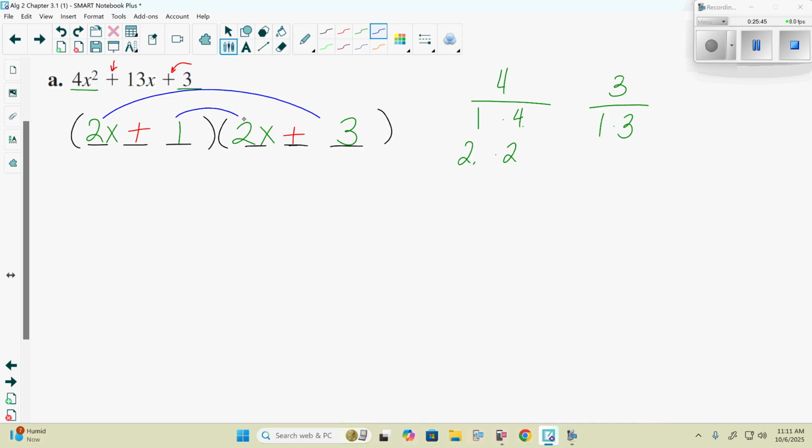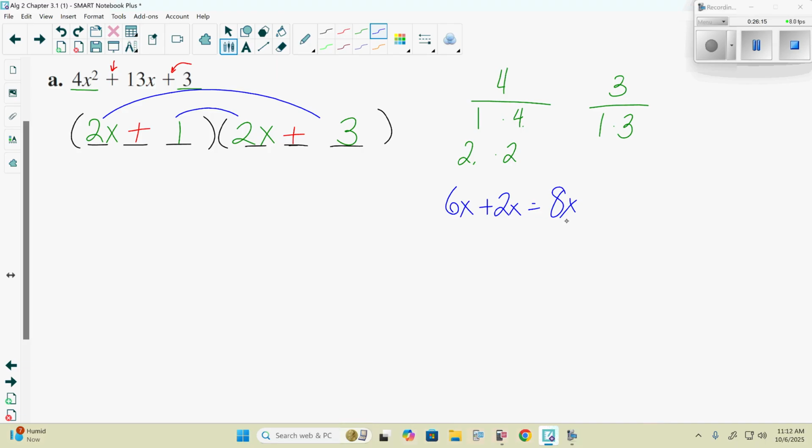2x times 2x is still 4x squared. 2 times 2 is 4. X times x is x squared. No reason to check that. 1 times 3 is still 3. Now we check this here, 2x times 3. 2 times 3 would be 6. And we have our x. And it would be positive. 1 times 2x, positive 1 times positive 2x is going to be 2x. 6x plus 2x is 8x. Is that the middle term we wanted?